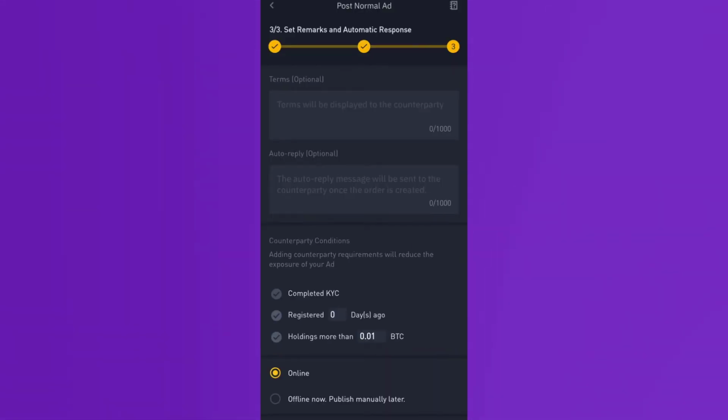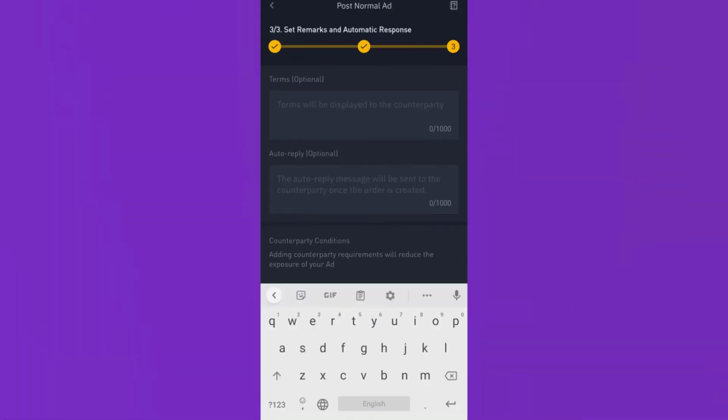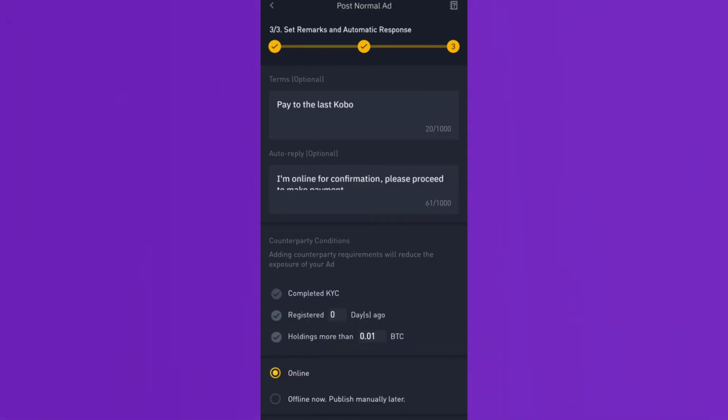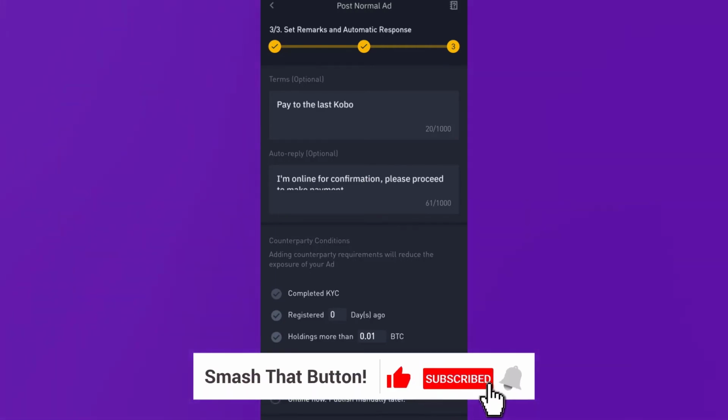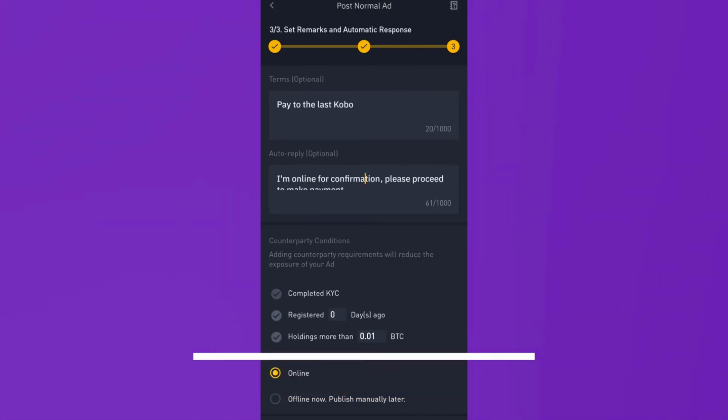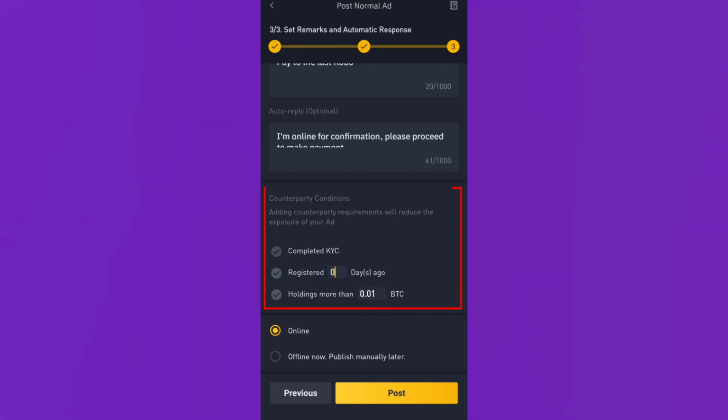And then in this case, I'm going to write my terms, and it's actually optional, so you don't actually need to put it in. All right, so I've currently put in my terms and my auto reply. This auto reply is basically just a message that's going to pop up to the buyer in the message box automatically when they place an order with me. Now over here we have counterparty conditions.